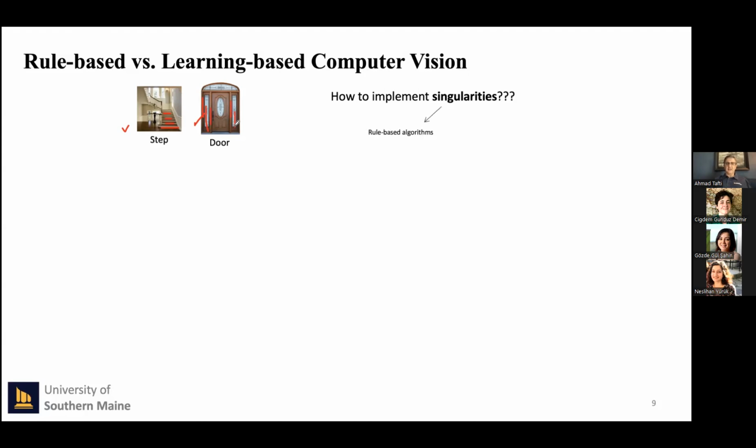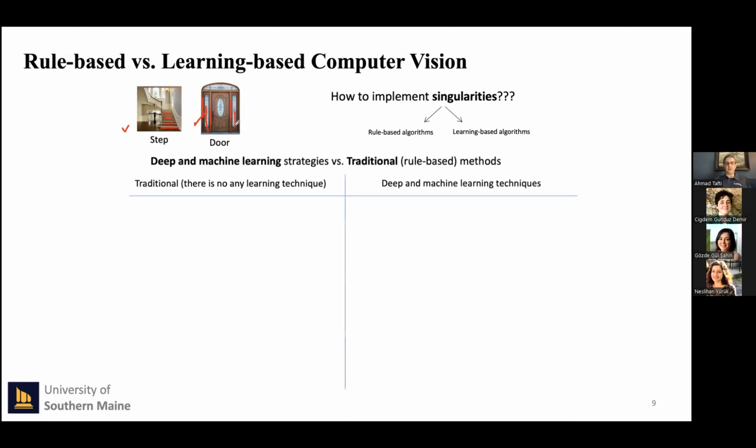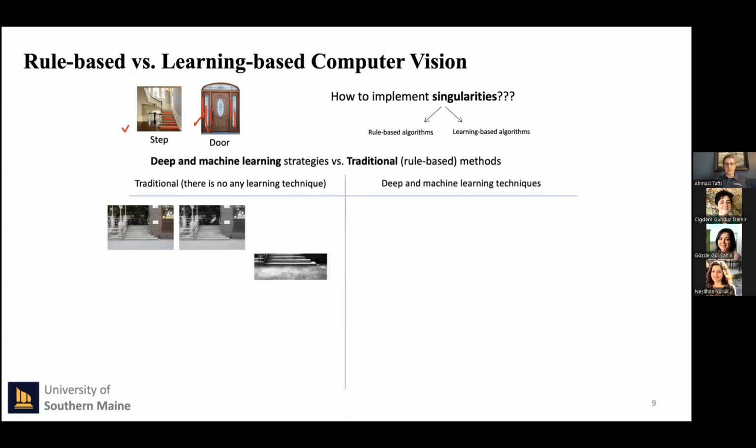So what I'm trying to say is that in defining singularities, we can account for rule-based algorithms and for learning-based algorithms. If we decide to go with rule-based algorithms, it's going to be very straightforward. For example, we can take an image, turn the RGB image into a grayscale image, crop the region of interest we want in order to distinguish objects from each other, and then do contrast enhancement and edge detection.